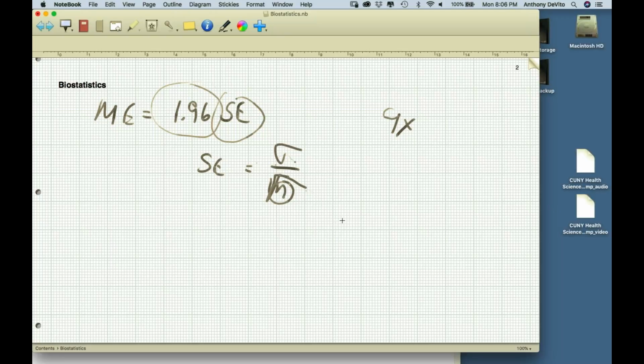If we want this to be three times smaller, then n has to be nine times larger. Because when we take its square root, that nine times larger is going to just be dividing this by three times as big a number. So the sample size has to be nine times as large to make the margin of error one-third the size, okay? Because we need that to be a bigger number.